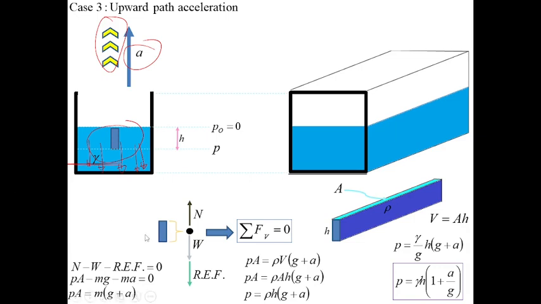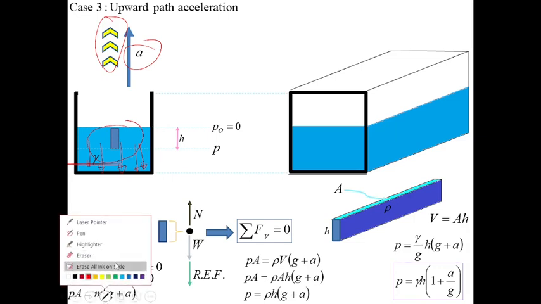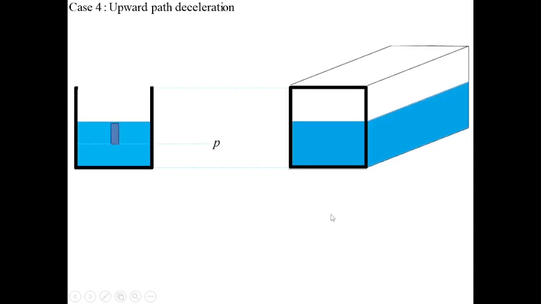Okay, that is how it is. Now, upward path deceleration. This time, with deceleration, the acceleration is opposite to the direction of our path. So the direction of motion is upward, opposite to the acceleration. That means deceleration.